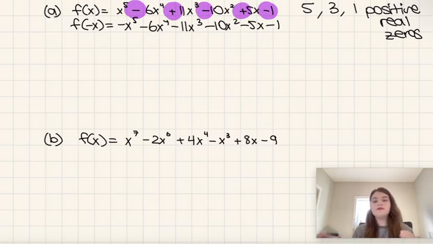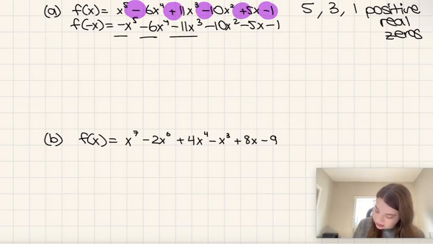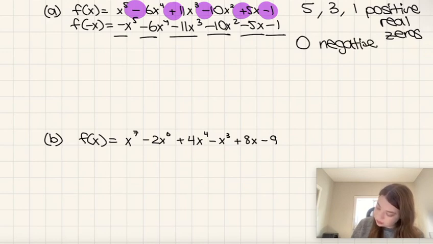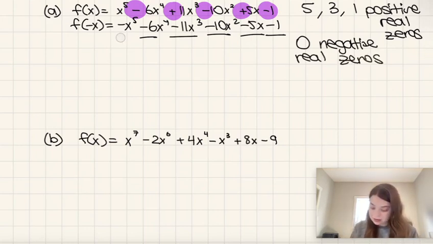Then for negative real zeros, we're going to do the same exact thing. We're going to look at f of negative x and determine how many sign changes there are here. It looks like we start with a negative, and then still negative, still negative, still negative, still negative, still negative. That tells us there are 0 sign changes, so therefore there are 0 negative real zeros. And so there we go.